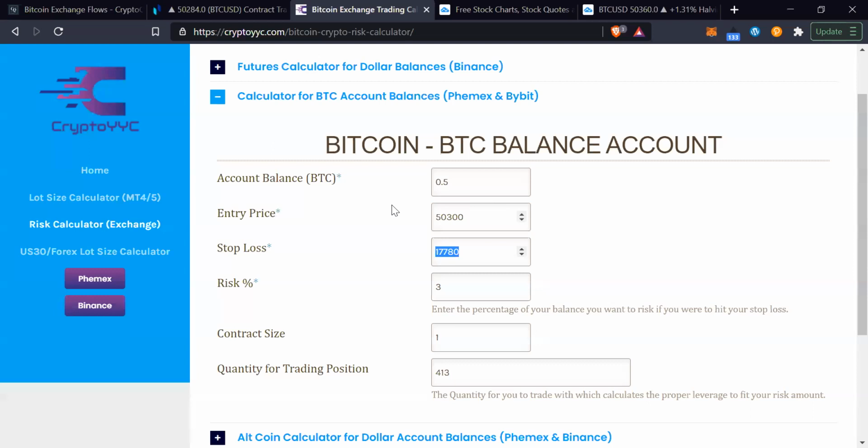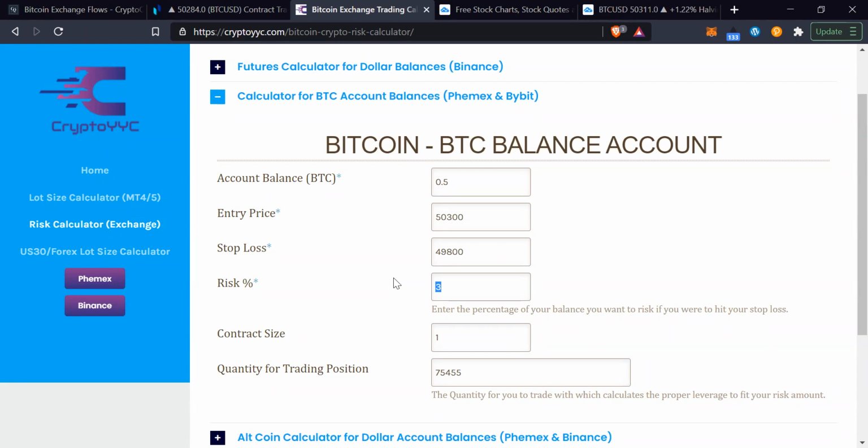So 50,300 and 49,800. Now, risk percentage is going to determine how much of your account you want to risk if you were to get stopped out. Here we know that our entry is 500 pips away from our stop loss. So if I wanted to risk 3%, I'm essentially risking 3% of my account for a 500 pip move.